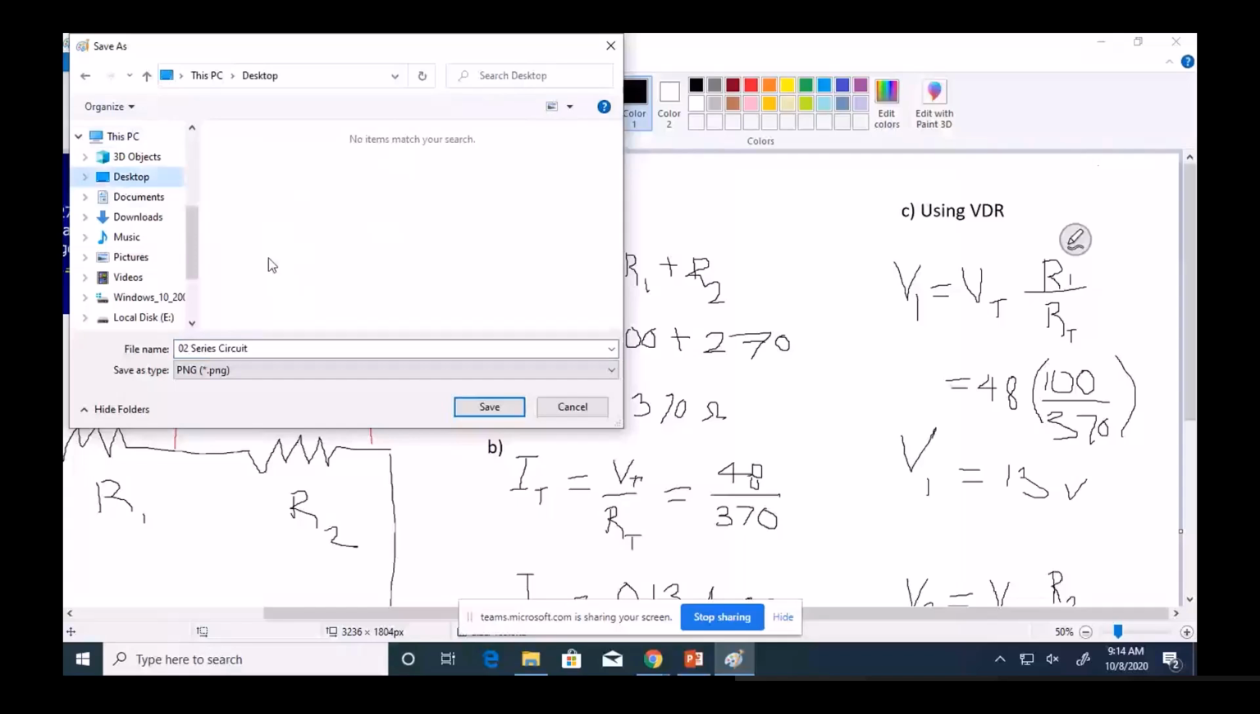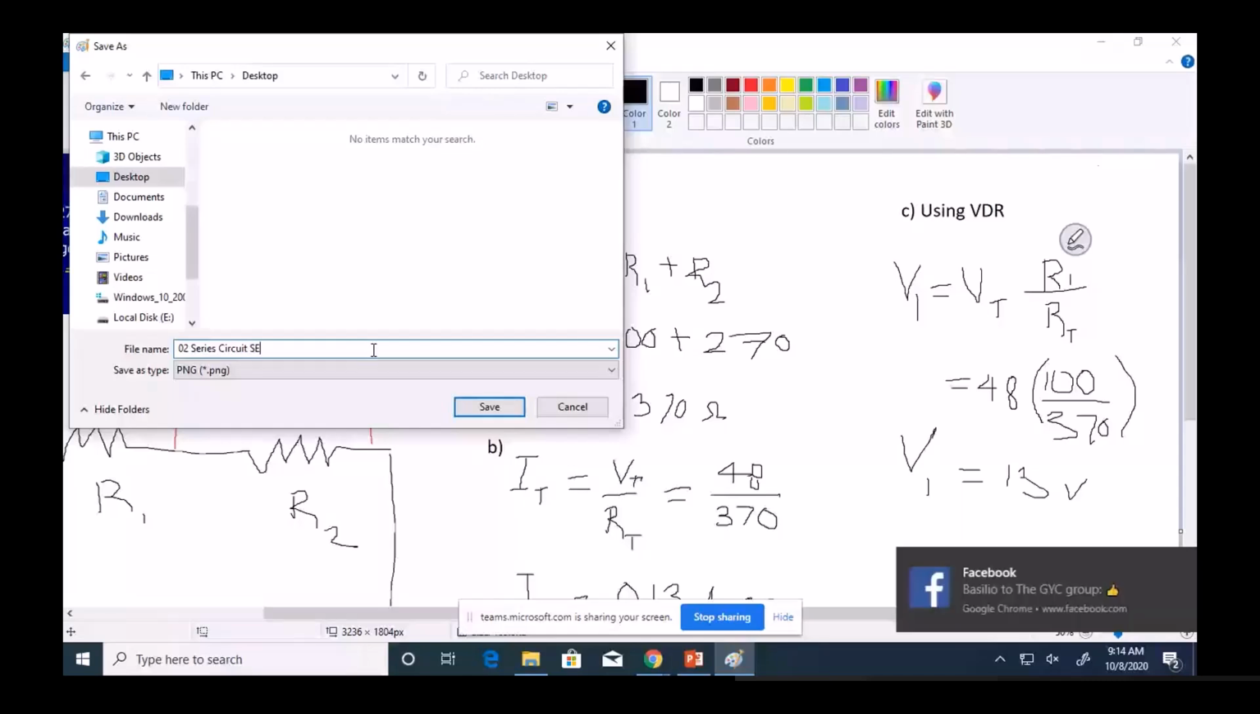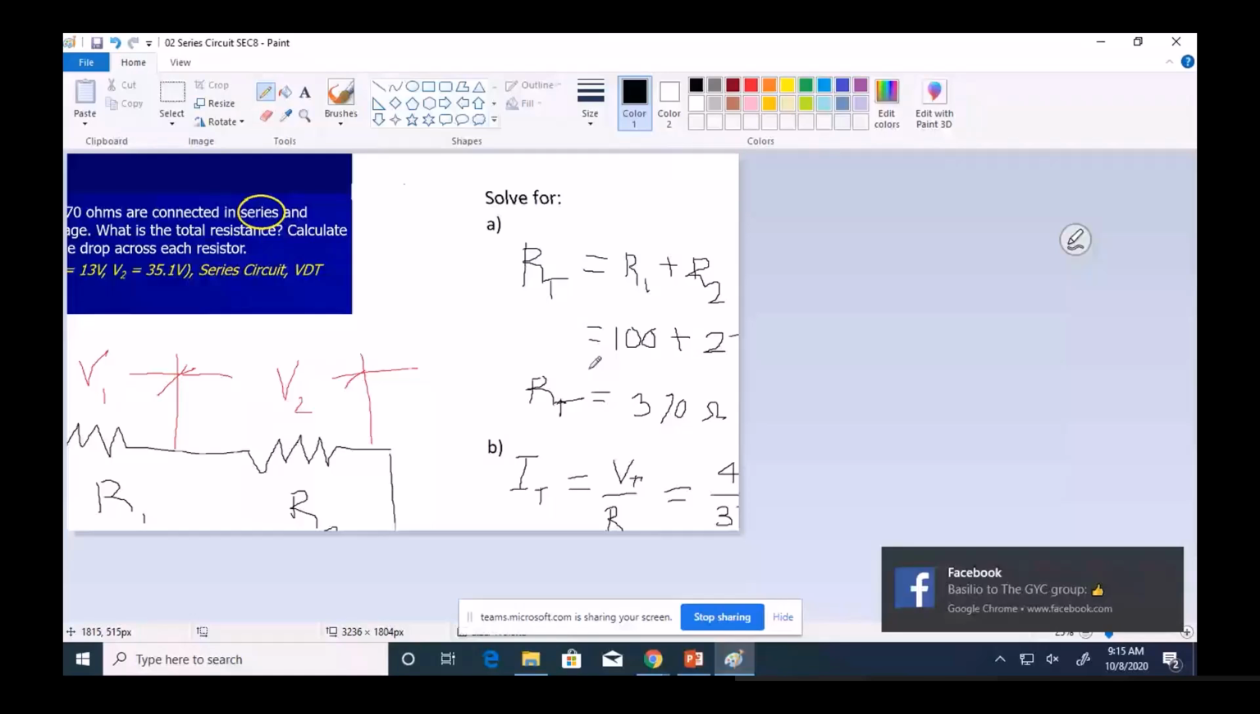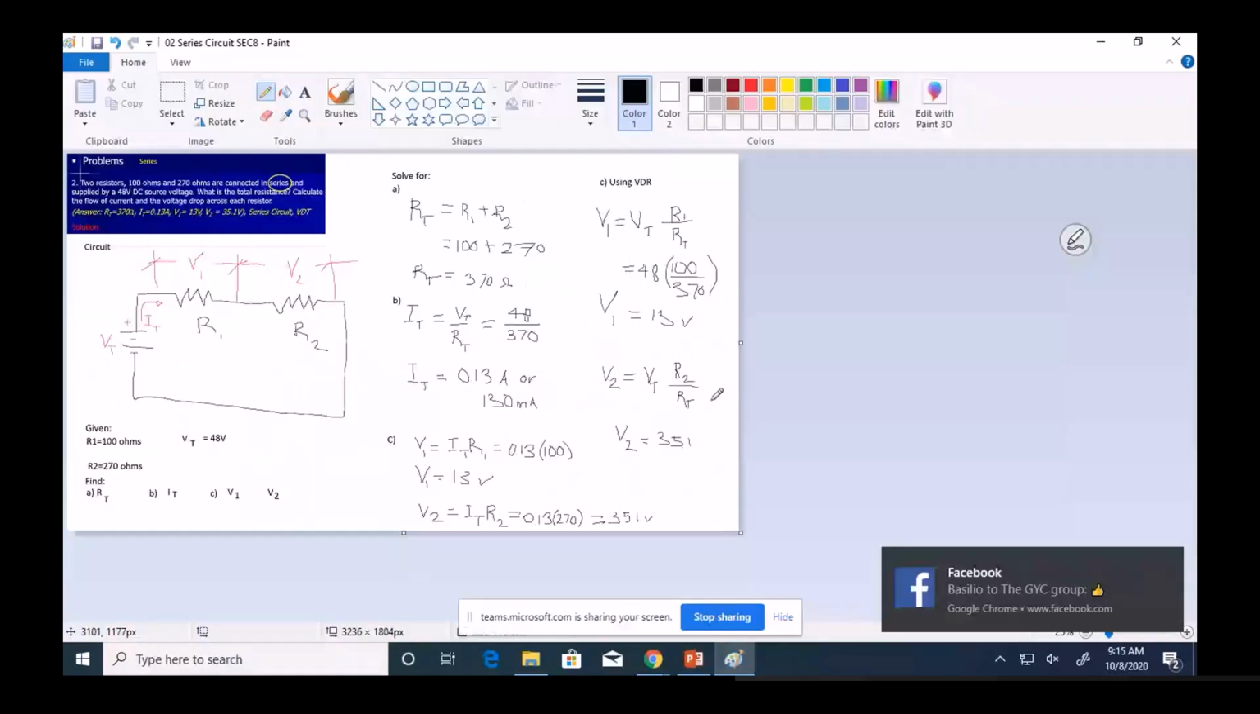I will upload this in the files of our online classroom, file section, file folder, week 1. You just check this one, section 8. So we are done with one problem. You can screenshot. Anyway, it will be uploaded, don't worry. This is how to solve using series circuit formulas. So this is one good example to use.